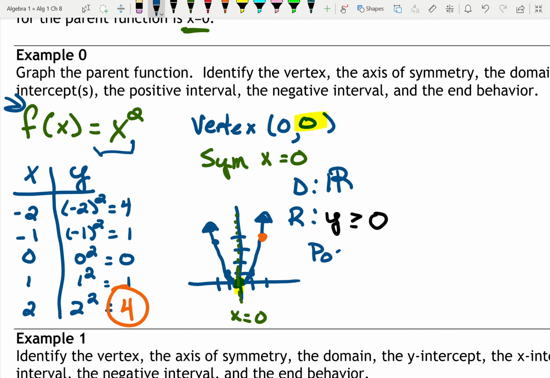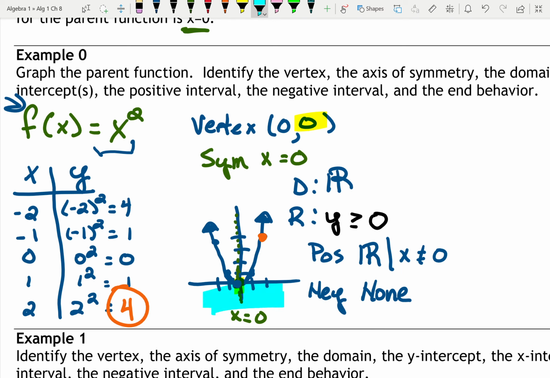Now we look at positive and negative interval. My positive interval, that's looking for where are the y values positive. And they're positive everywhere except right there at 0, right there at the origin. So for positive, I'm going to say that it's all reals except 0. So all reals given that x is not 0. And then for the negative, I'm going to say, well, there's none, right? Negative would be something that's below my x-axis, something down here. We don't have anything in that situation, so there's none.